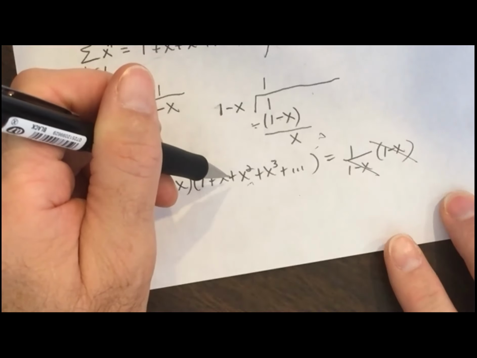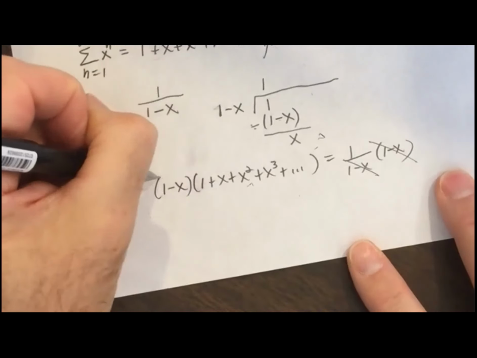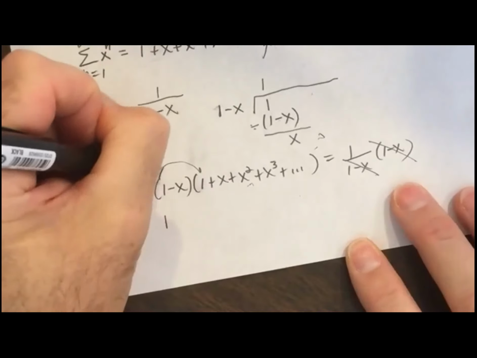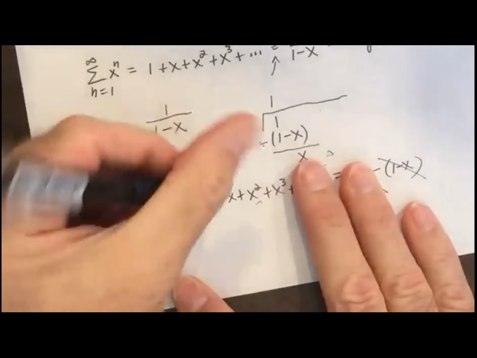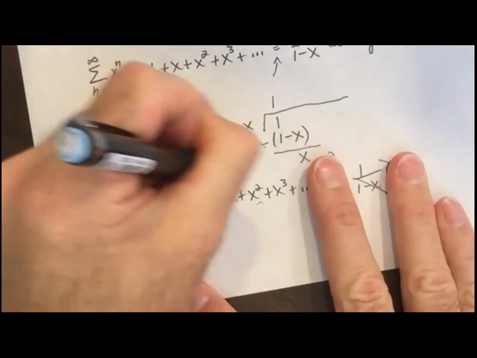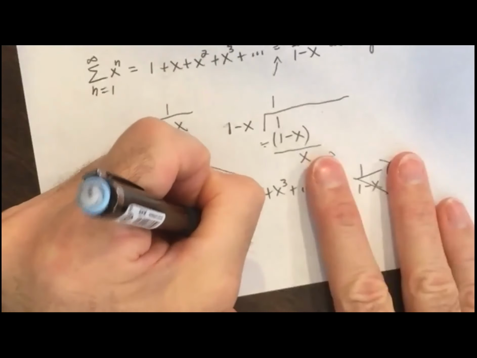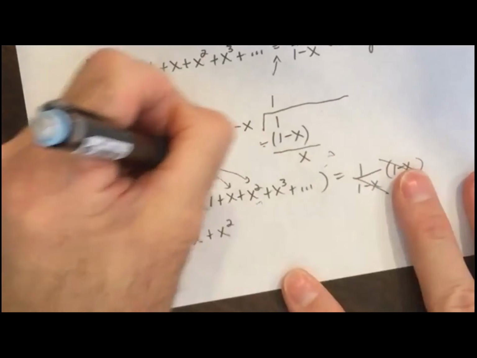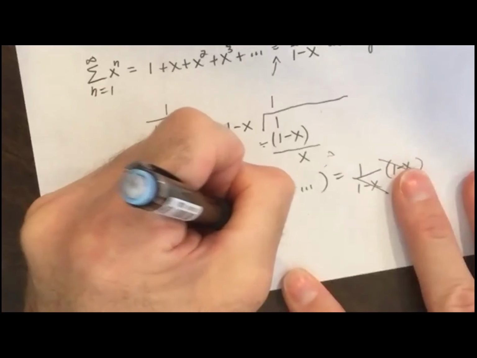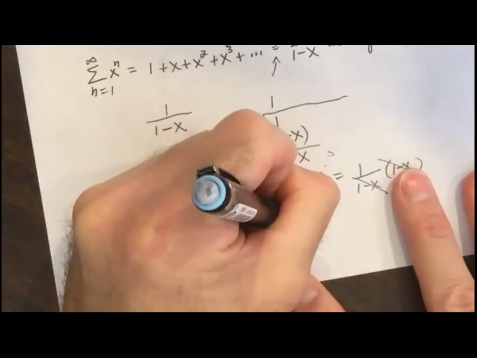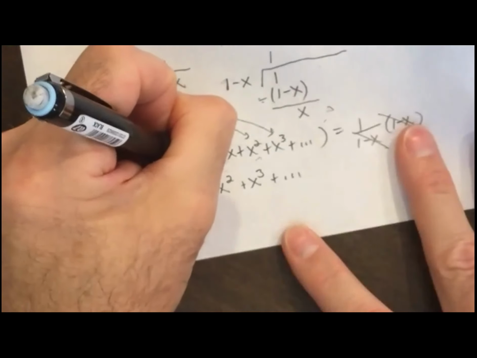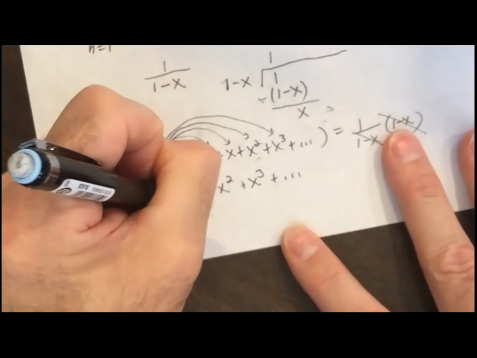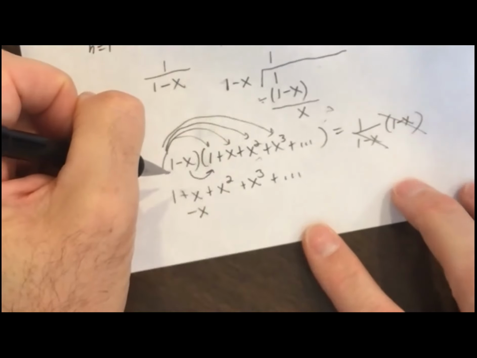Are you with me? That means I got to go 1 times 1. And then I got to go 1 times x, right? And then I got to go what? 1 times x squared, yeah? And then 1 times x cubed. And then I got to keep going. Okay, and then what do I do down here? I go minus x times 1. Would it be okay if I moved it over right under here?